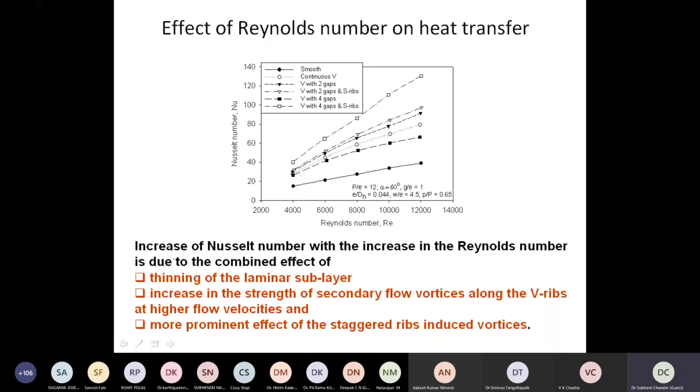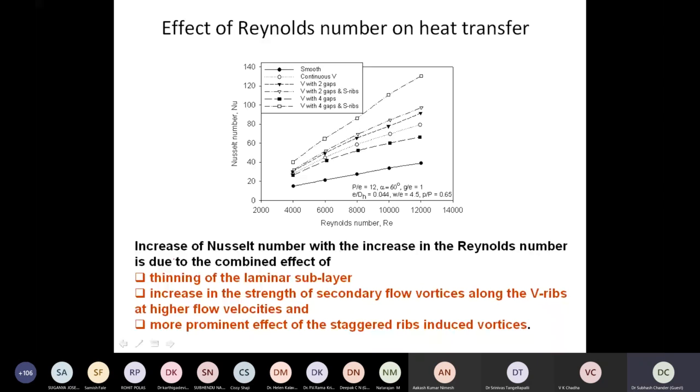So we are increasing the flow rate by opening the gate valve for our blower, right? So we were handling the flow of air into the duct by controlling the gate valve, right? So the Nusselt number increases with the increase in Reynolds number.